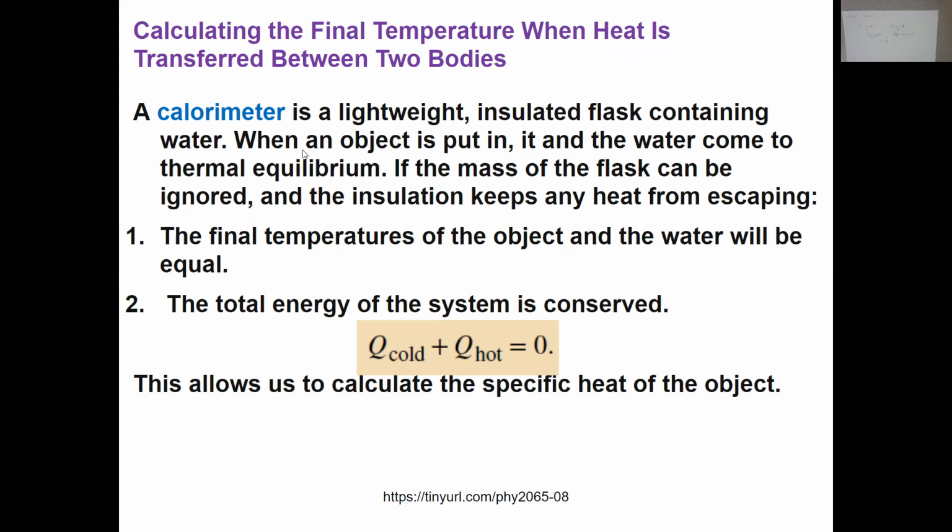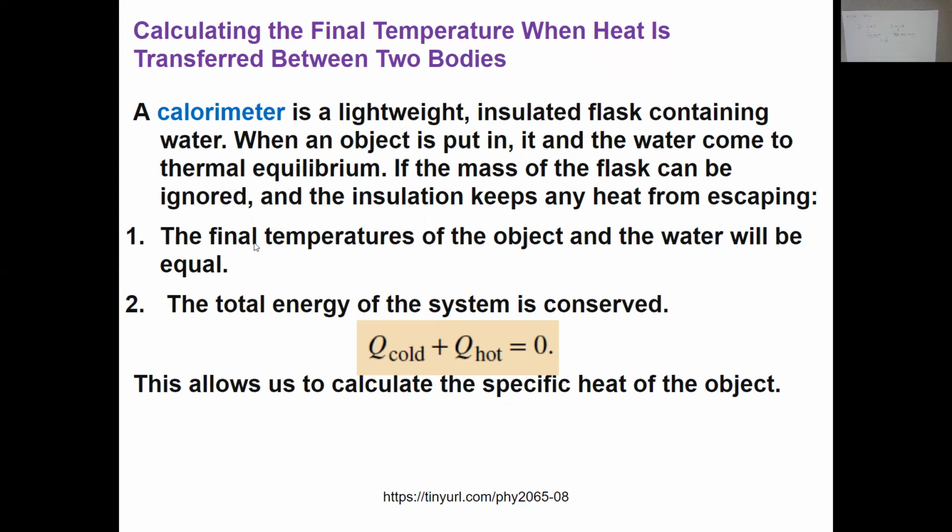And then you can dip the object into the water. If you know the initial temperature of the object and the water, they will come to thermal equilibrium after some time. Then you can calculate the specific heat capacity of the substance, and then identify what substance that is, okay?